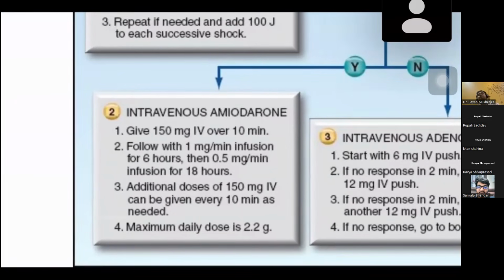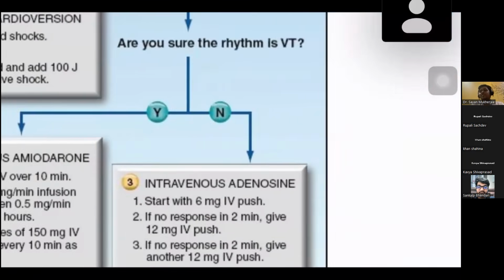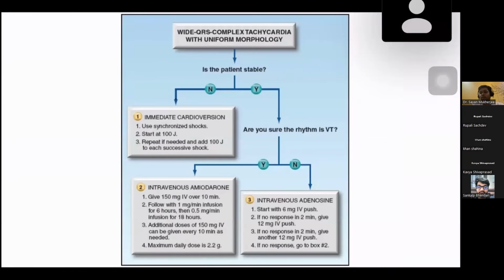Amiodarone is the drug of choice for VT in most cases. Just know the dose because it's a life-saving drug. You start 150 mg IV over 10 minutes, and then you start an infusion. You don't need to remember the infusion, but just know 150 mg IV is a life-saving dose in case of VT. Adenosine, I told you already. So just remember, stable: amiodarone 150 mg IV over 10 minutes; unstable: DC cardioversion.